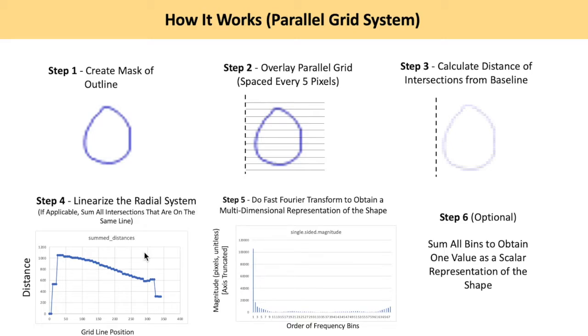At this point, we then do the fast Fourier transform on step 4 to obtain a frequency plot in step 5. And this frequency plot is a multi-dimensional representation of the shape that you began with. Furthermore, you can turn this frequency plot into one number that is a scalar value by summing all the bins together. Thus, when you sum all the bins together, you get one number that represents the shape you began with. This method in step 6 of summing all bins is what we did in this presentation.